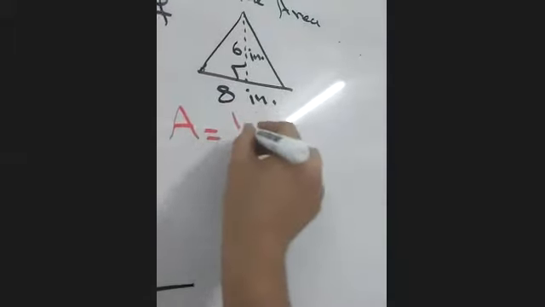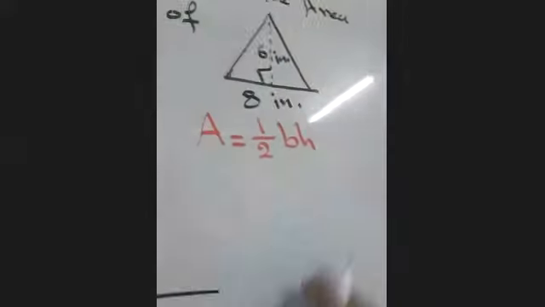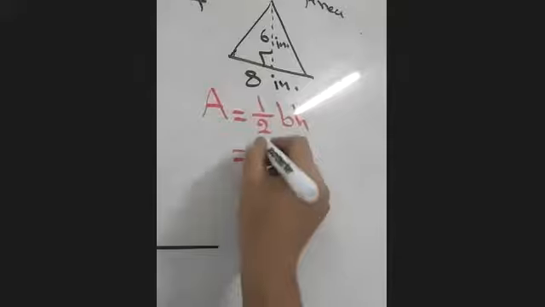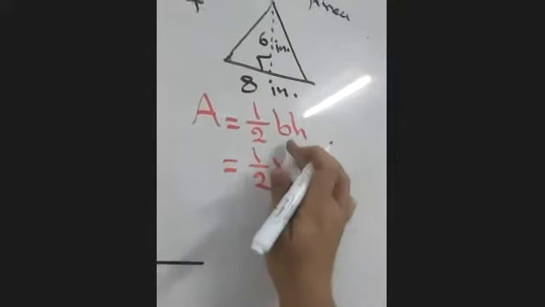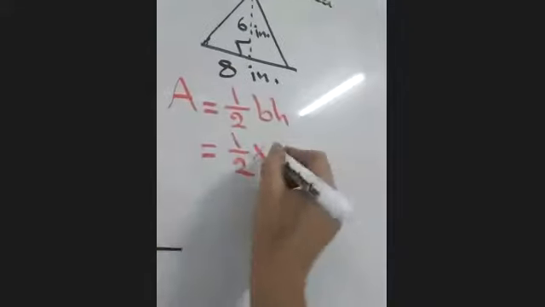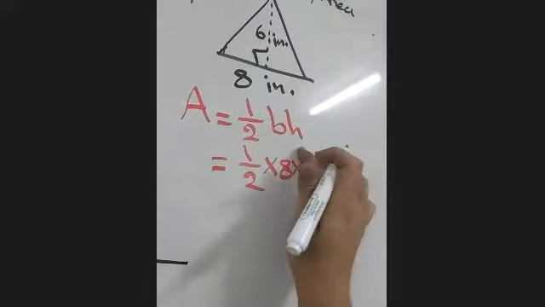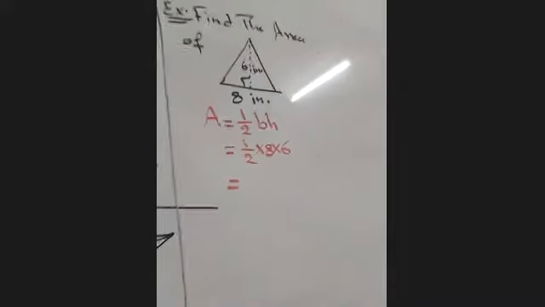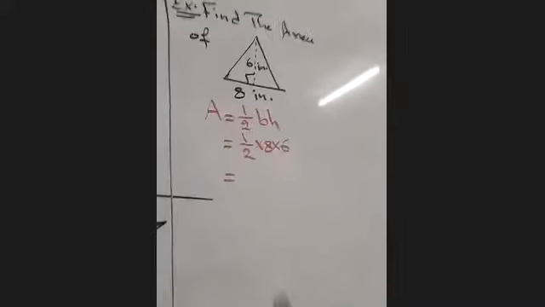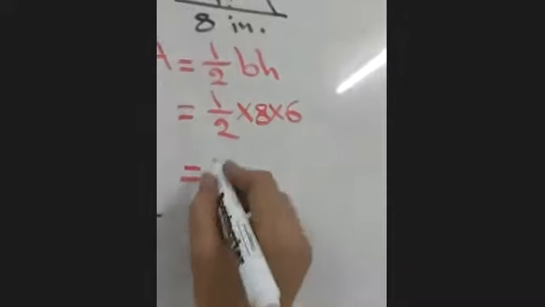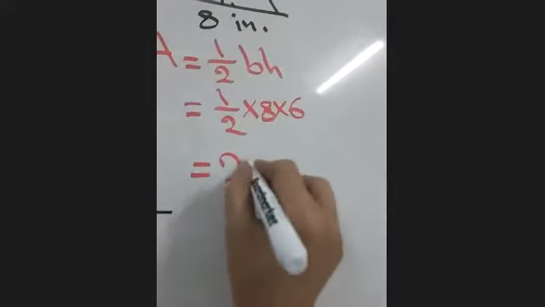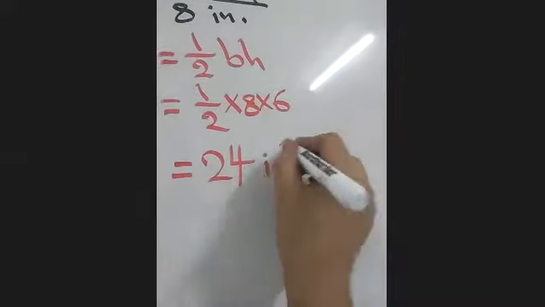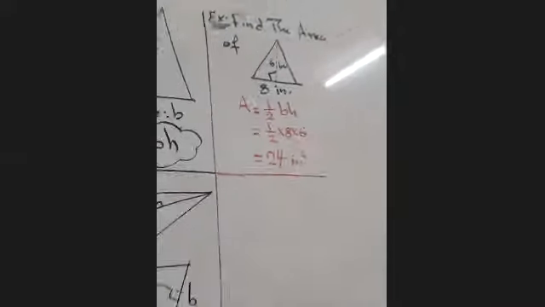A equals half BH, which is equal to half multiplied by B, the base, which is 8, multiplied by H, the height, which is 6. Half of 8 is 4, multiplied by 6 equals 24 inches to the power 2, because it's area.